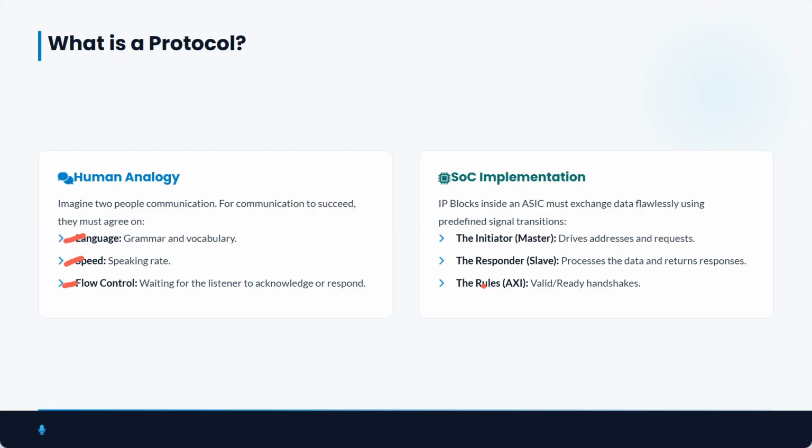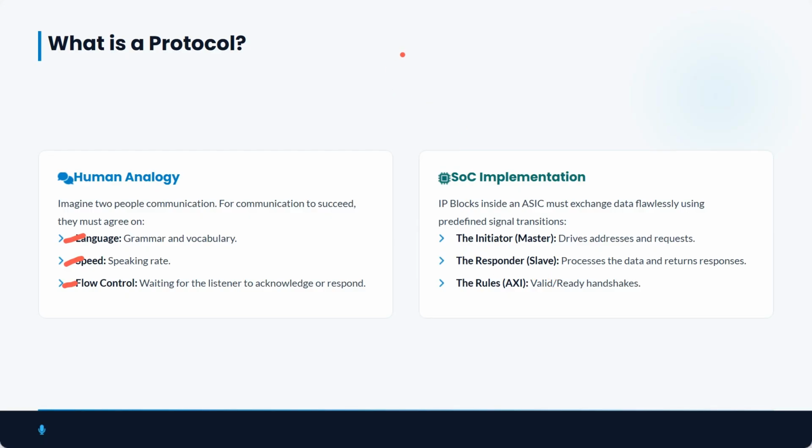Then we have something called rules. This is the precise sequence of valid and ready handshake. We will see what valid and ready mean. That ensures the data is not dropped, overwritten or misled. So a protocol is simply a set of rules that governs when data is valid, who drives it, and how both sides agree that a transaction is complete.